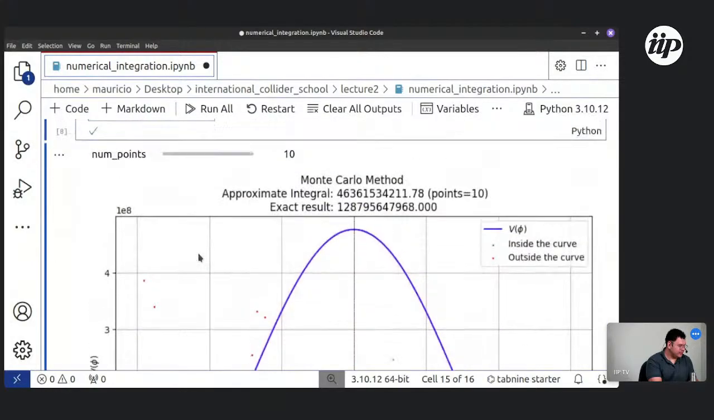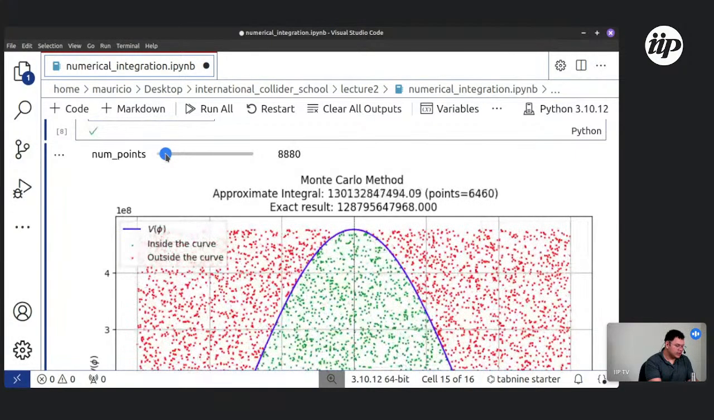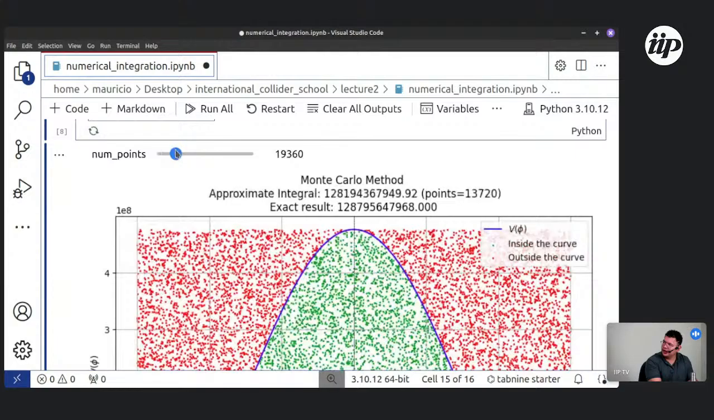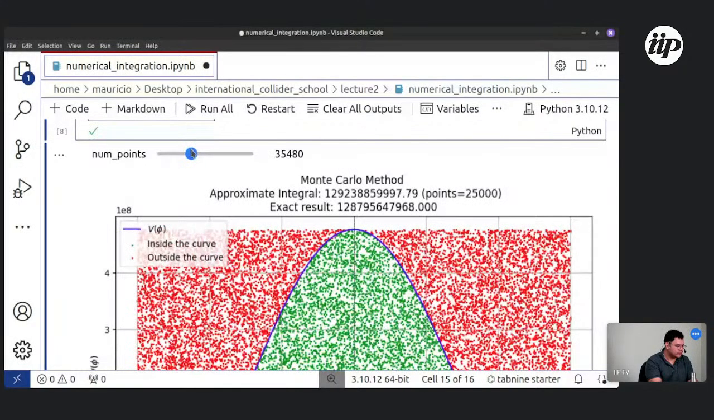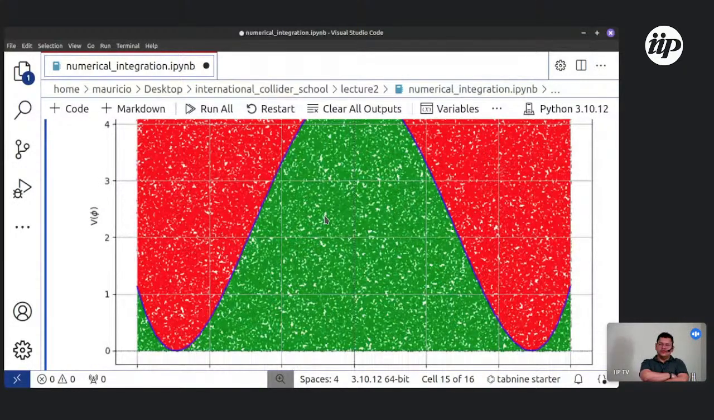So we have numbers that are outside of the curve and inside of the curve. And obviously, if we increment the number of random numbers, we still have numbers that are outside and inside of the curve. So we can sum all the points that are inside of the curve, and we do the division by the total random numbers, and we can obtain an approximation of the area under the curve. So we use that strategy to solve any integral.